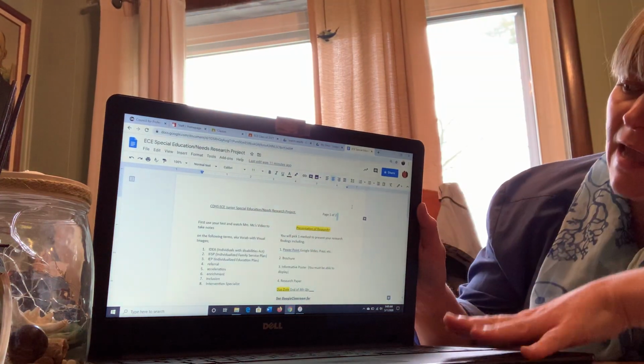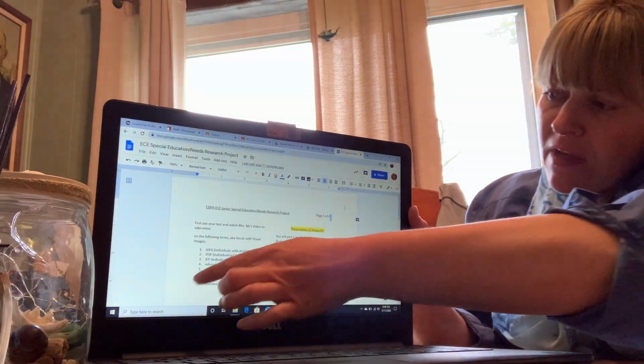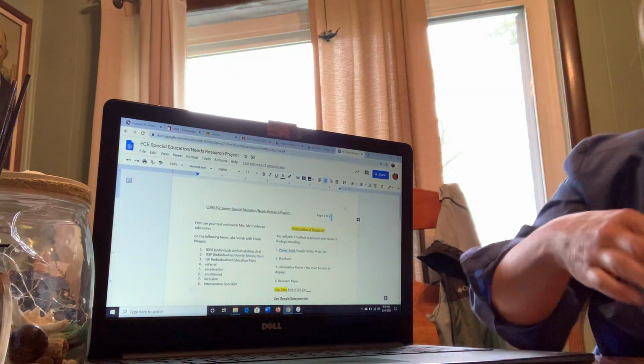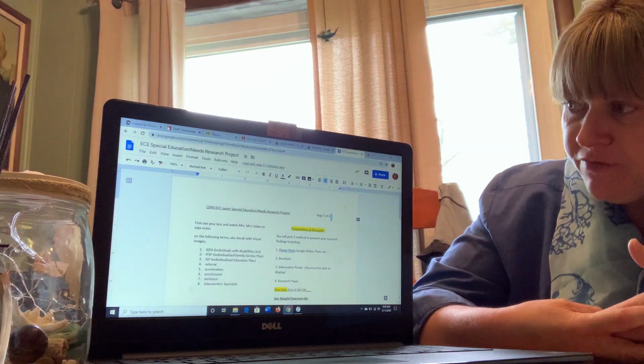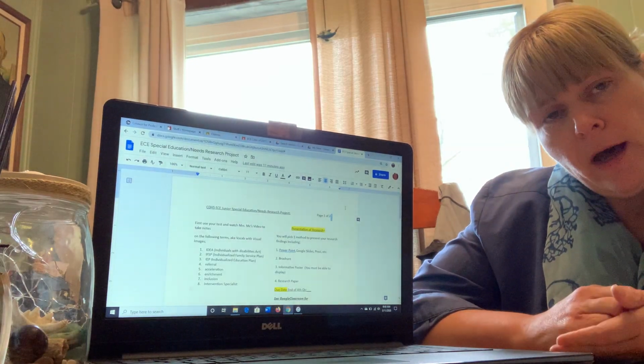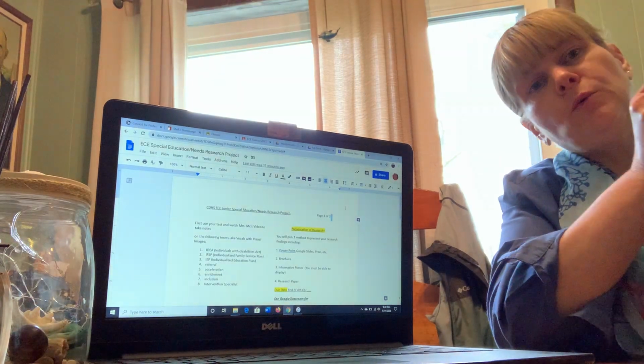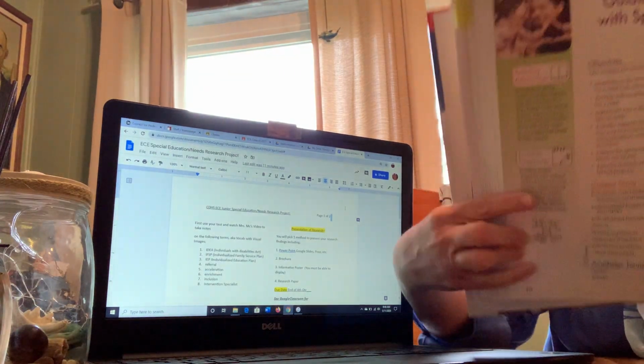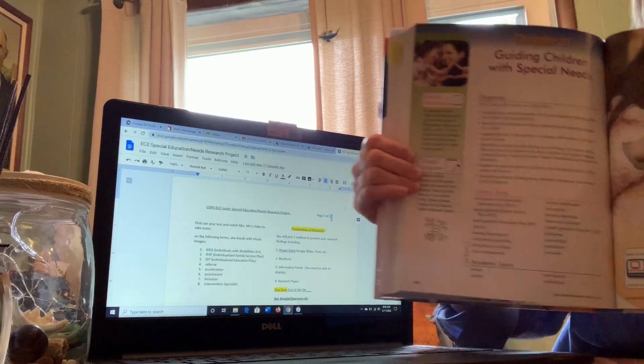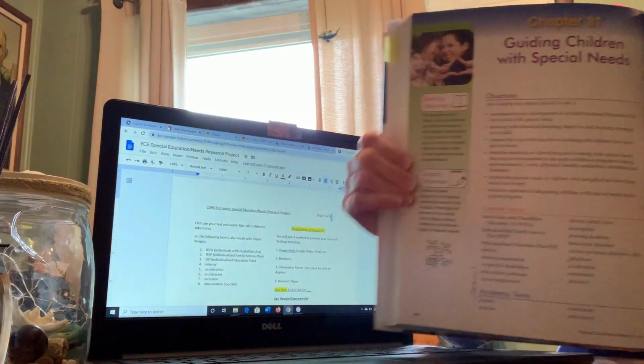So first we're going to look at the 8 terms that help determine if a child has a possible area of special needs. So in our book, Working with Young Children by Judy Herr, I'm going to be reading from chapter 31.